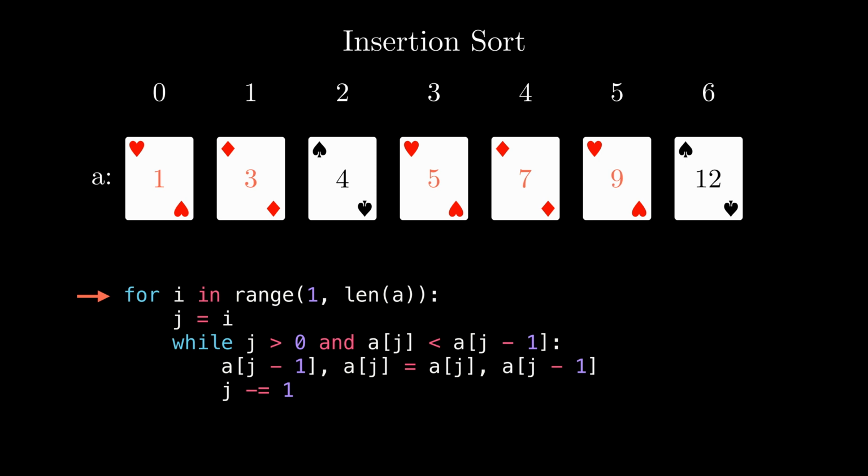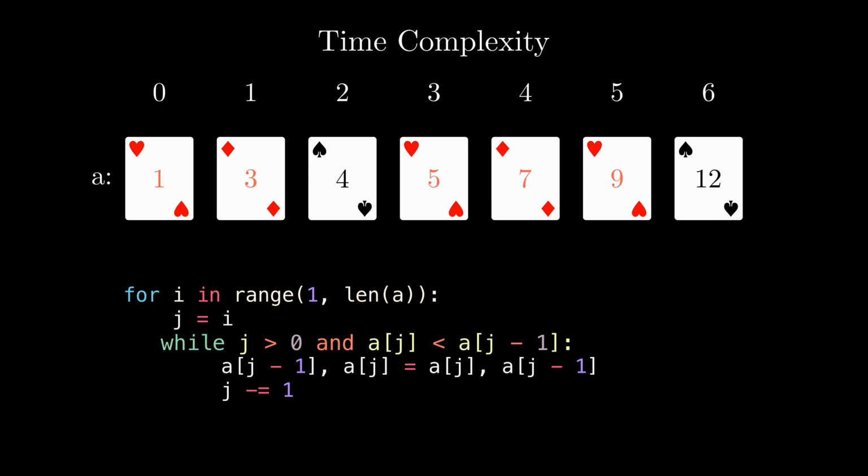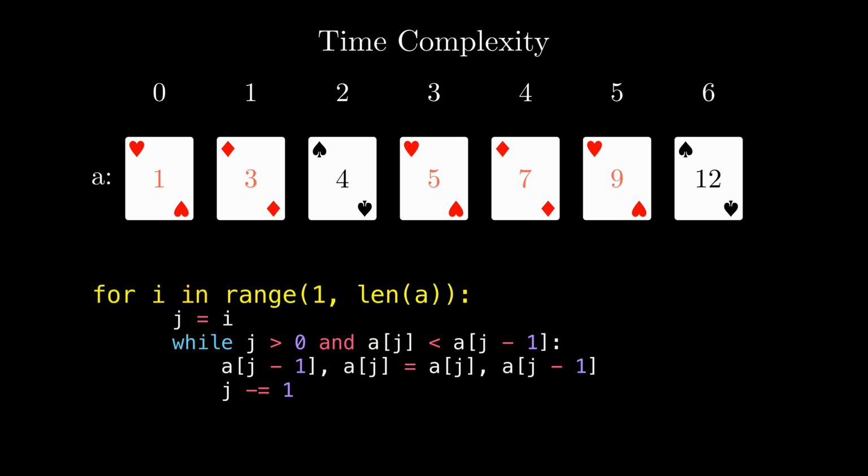Okay, let's now analyze the time complexity for the insertion sort algorithm. We iterate over all the elements one by one, and for each of those, we find their correct place by looping through the array from right to left. So in the outer loop, we perform n-1 operations, and in the inner loop, the number of operations can be different depending on the initial order of the array.